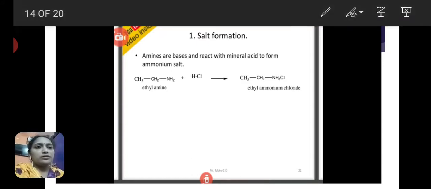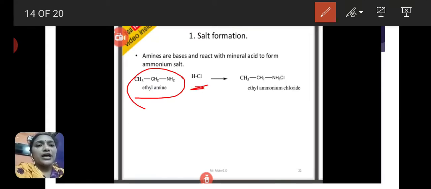Okay students, amines are the bases. When these react with acids, they can form salts. Here ethanamine reacts with hydrochloric acid and forms a salt. The name of the salt is ethyl ammonium chloride, CH3CH2NH3Cl.